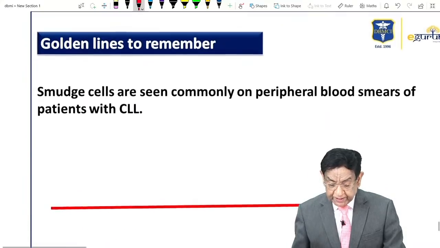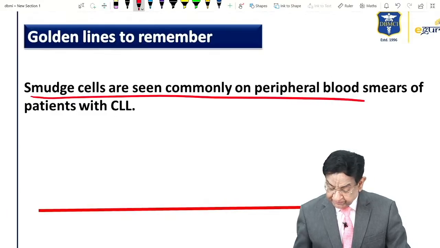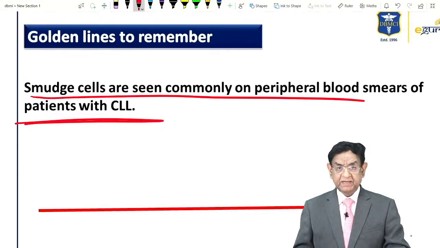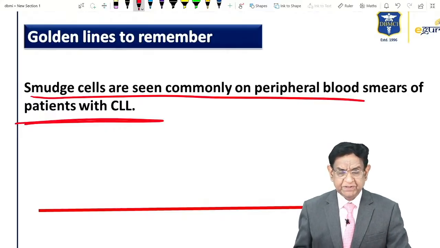The golden line to remember is smudge cells are seen in the peripheral smear of CLL. So as I said, if you get smudge cells, you are 99% dealing with CLL.